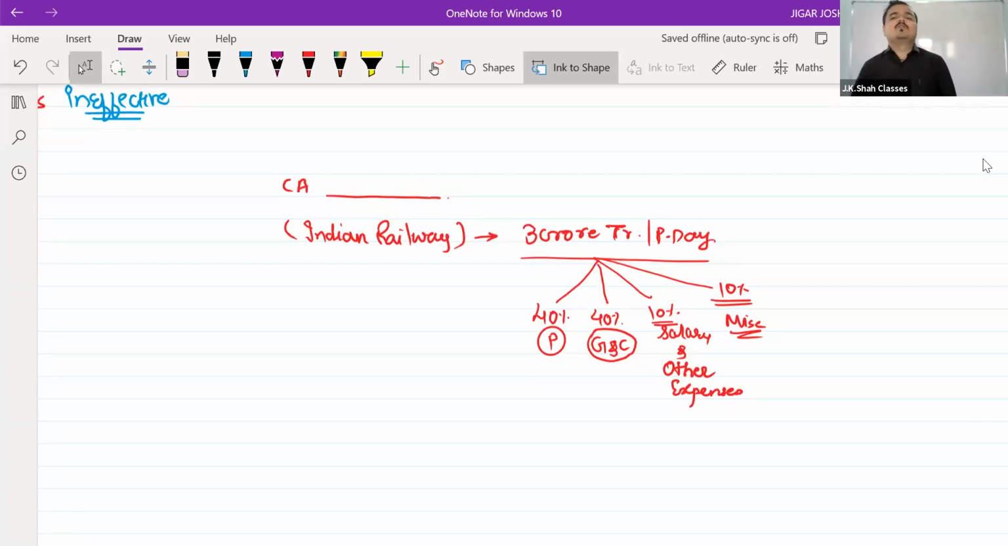Now, my question to all of you: how would you like to do the audit of these entire 3 crore transactions on a daily basis?